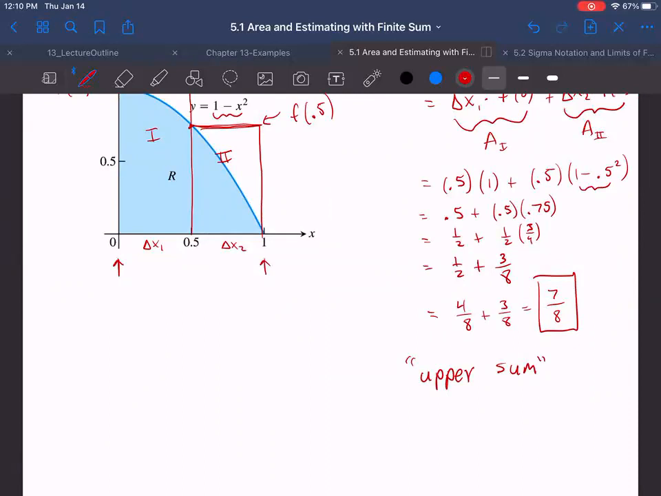And on the next page, we will do some other kind of sums. But I'm going to go ahead and pause real quick and see if there are any questions.